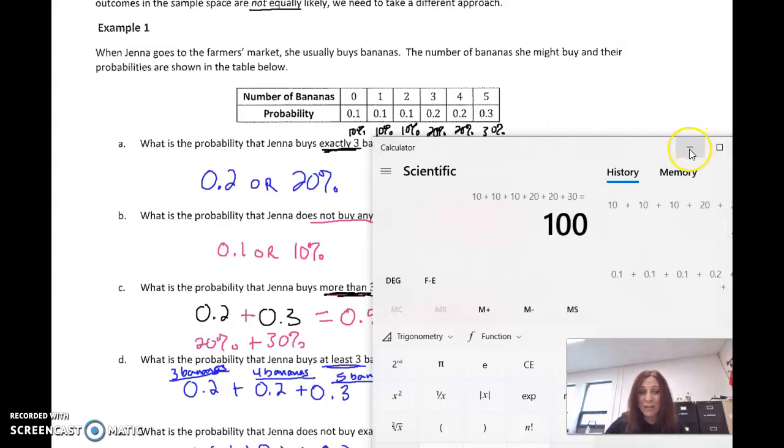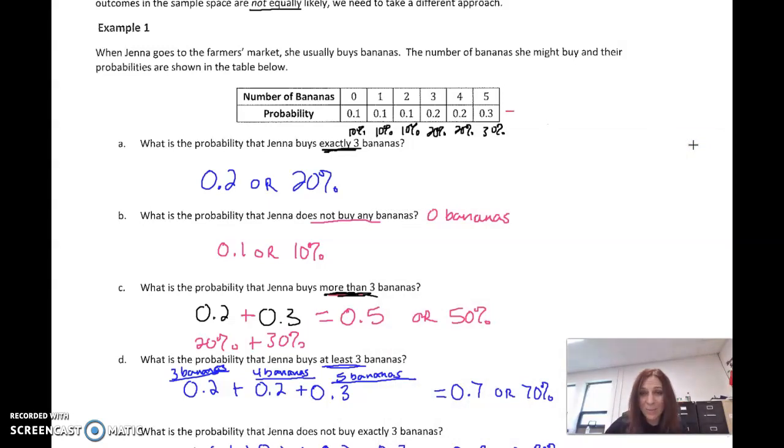This has to account for all of them. So when you add all these up, it equals 1. If you add all the percents up, it equals 100%. Because that's all of it. Remember I said it always has to add to 1.